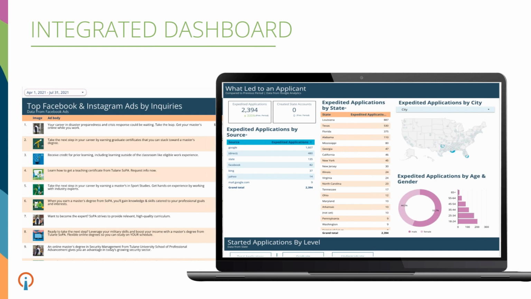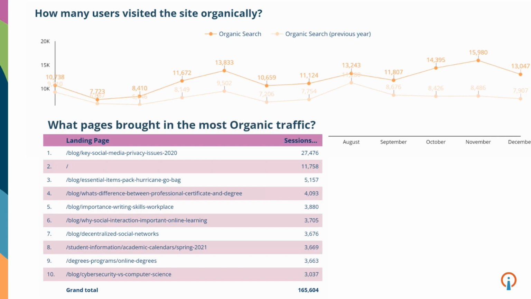So what I want to do next is show you a few of the data points that have really informed strategic decisions at Tulane SOPA. Data, again, that she's accessing through this dashboard that have gleaned deeper insights and strategic moves for the organization.